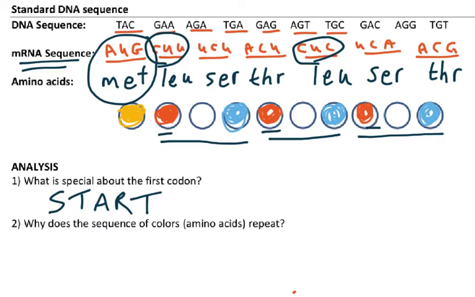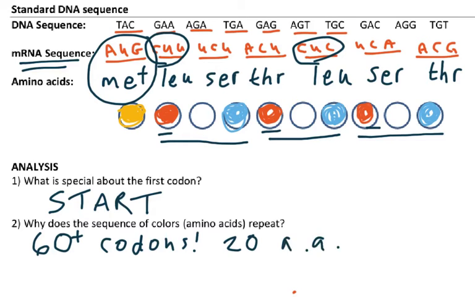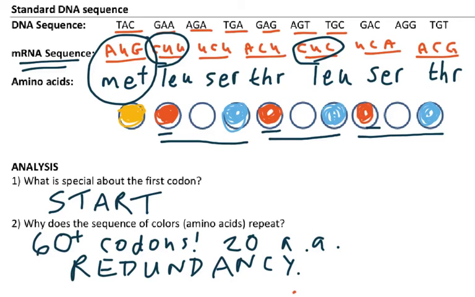This is because if you look at your codon chart, there's only 20 amino acids, but there's over 60 codons. 60 plus codons? Yet, only 20 amino acids. What this means is we have redundancy in the DNA code. That's a good English term right there. What we mean is there's a lot of codons that code for the same amino acid.